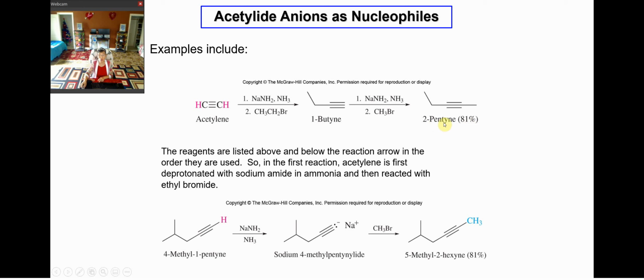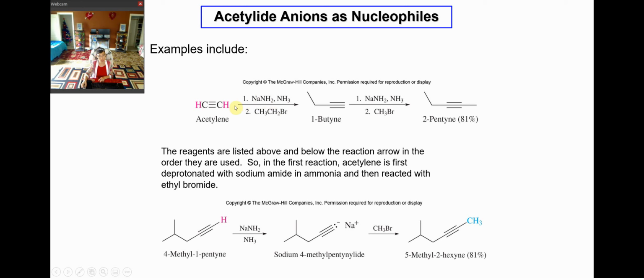81% of your 2-pentane will be produced. So here you have this sodium amide in ammonia. This is your condition. This represents the reagents. You write it down either above your reaction arrow or below your reaction arrow. So that's how you are going to do it.